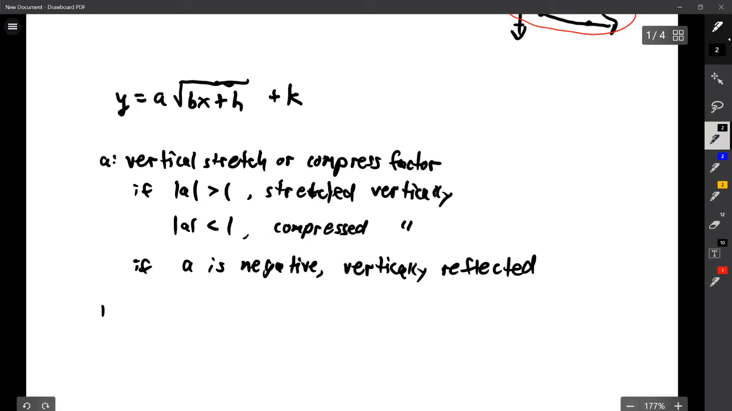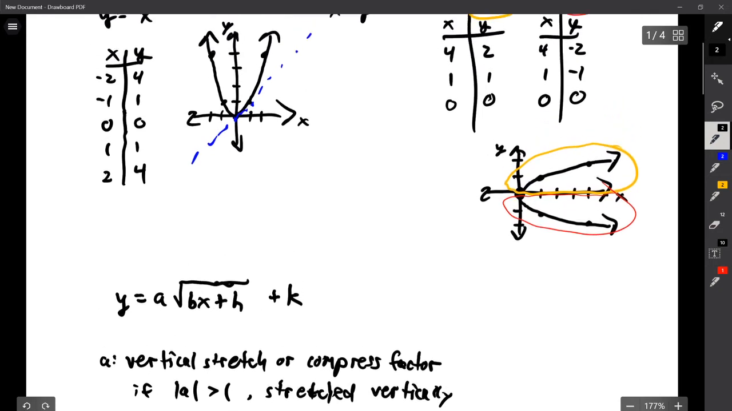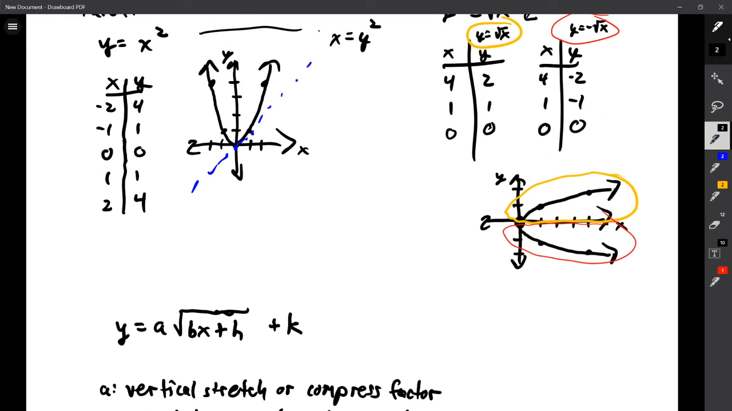The domain is this. We take bx plus h is greater than or equal to 0 and solve for x. Because here's what's going on. With our parabola, you can plug any x value into the equation and solve for y. Any x value you want, however big, however small, you can plug it into the equation and you can solve. And you can get an answer.